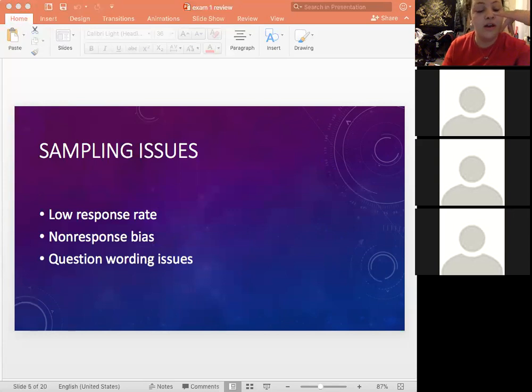And then non-response bias is similar in the way that not a lot of people respond, but it's more so, it doesn't have to be a small amount responding. It's basically that the group that we're trying to study isn't going to respond. So low response rate just means not too many people responded. Non-response bias means that an important group didn't get back to us. And that's going to skew our data, obviously, because then they're not part of our sample that we're looking at.